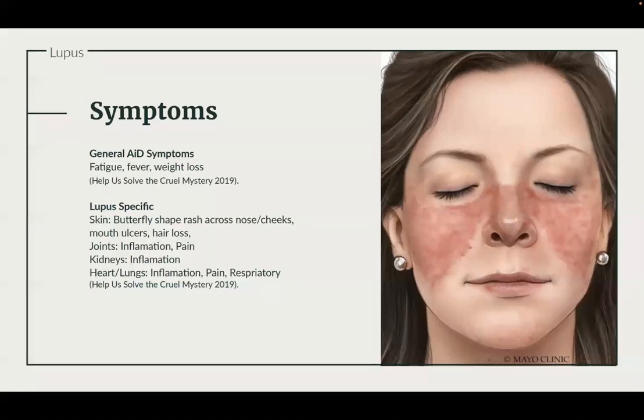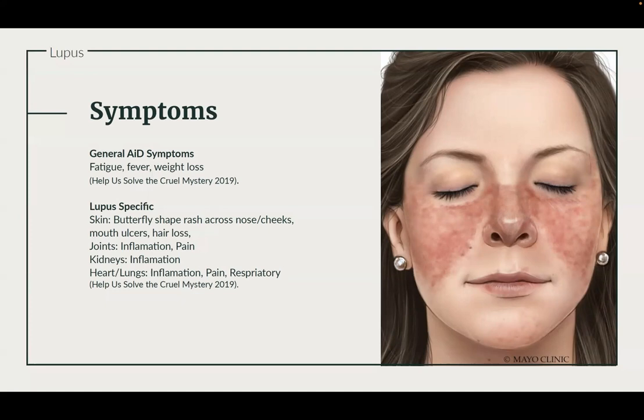So to the right is the butterfly rash I just discussed, and then I'll talk about the symptoms of lupus. The general autoimmune disease symptoms are fatigue, fever, and weight loss. But lupus specifically affects the skin, joints, kidneys, and the respiratory and heart, chest area. For the skin, it makes this butterfly rash in some people. There are different types of rashes, like the discoid ones previously discussed, which are just dry patches of skin.